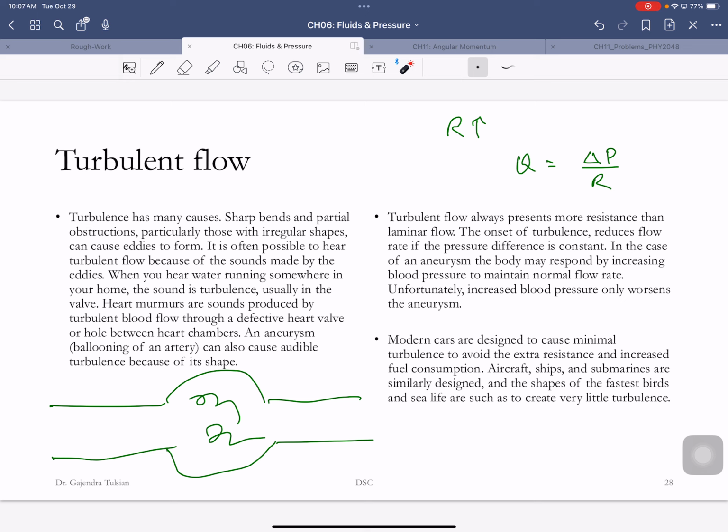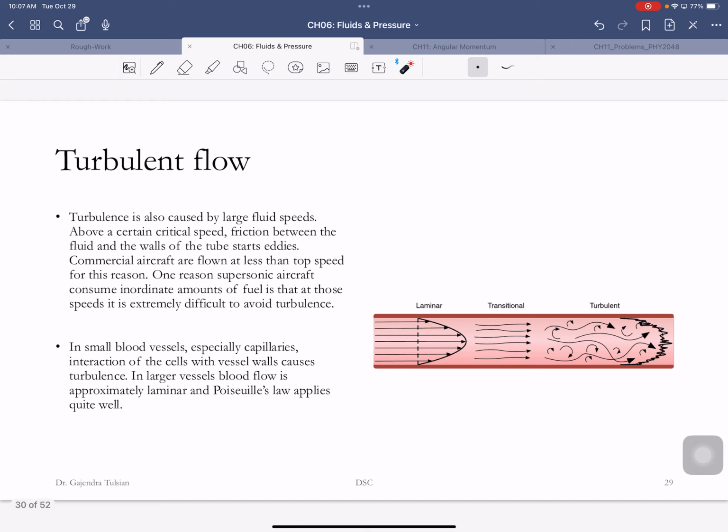Aircraft, ships, and submarines are similarly designed, and the shapes of the fastest birds and sea life are such as to create very little turbulence. Why are you doing that? So it doesn't cost you as much to travel. Here is laminar flow. This is what you want.